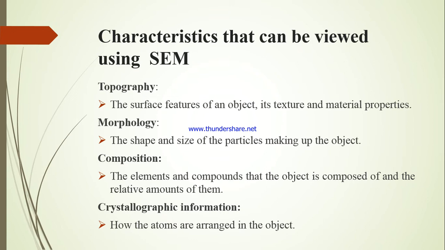Topography is about external features, that is, structure and material properties can be viewed. Morphology is the size and shape of the particles, and composition is what the material is made up of, or the combination of the metals, which can be analyzed. Then crystallographic information is how the atoms are arranged in the objects.